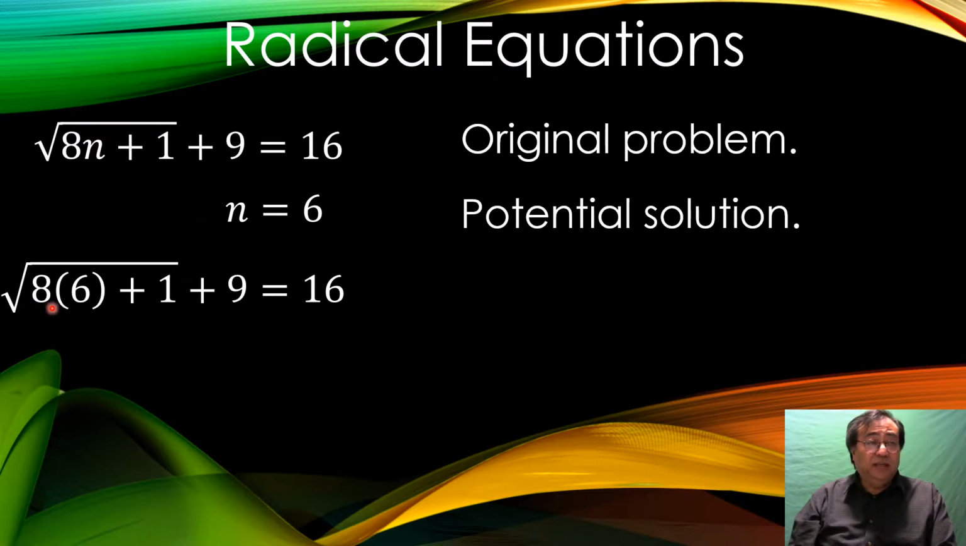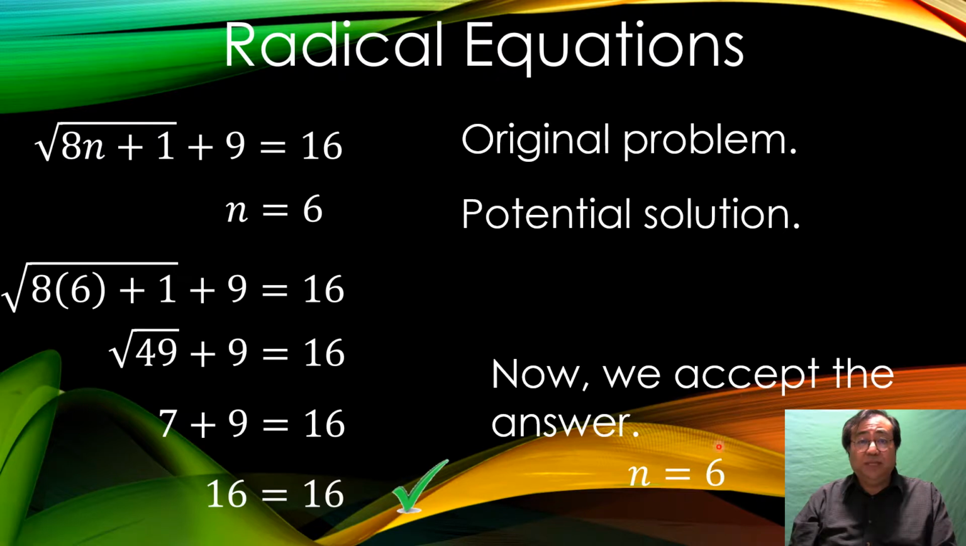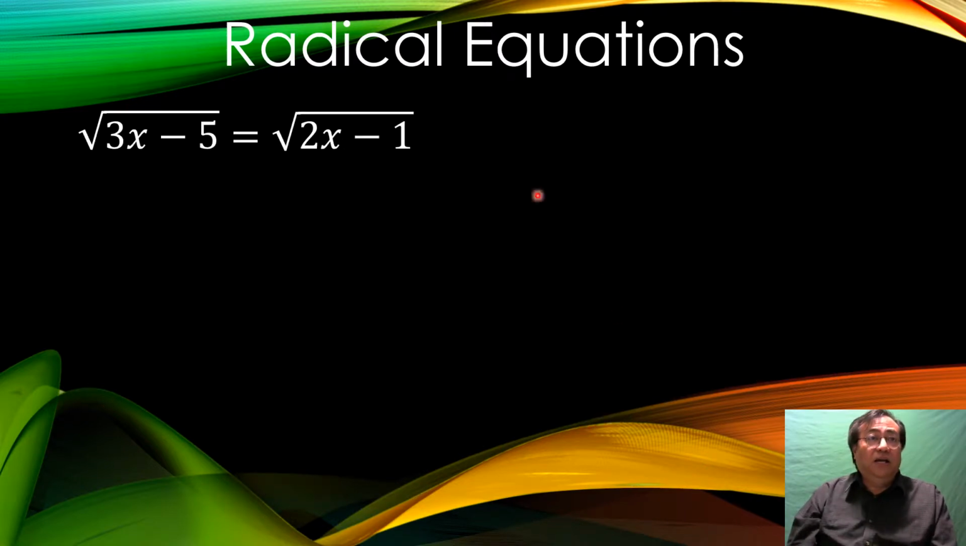8 times 6 is 48, plus 1 is 49. The square root of 49 is 7. 7 plus 9 is 16. So that checks out. Now we accept the answer of n equals 6.